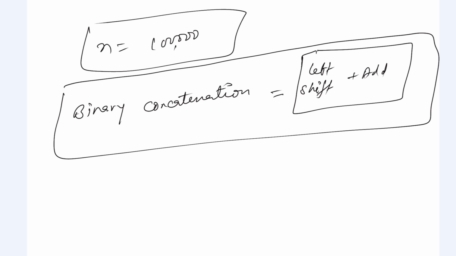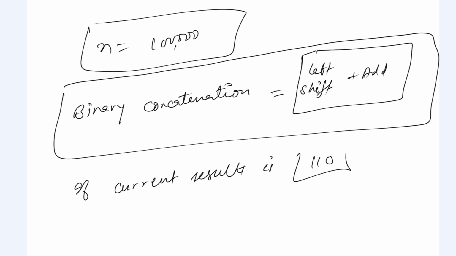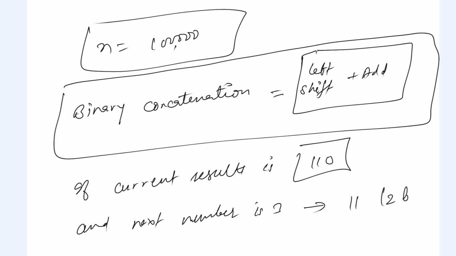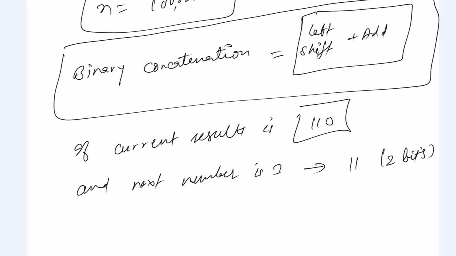Suppose the current result is 110, and the next number is 3, let's suppose. If you take the binary of 3, it is 11, which means there are 2 bits, right guys? So we have to shift left by 2 bits, correct?